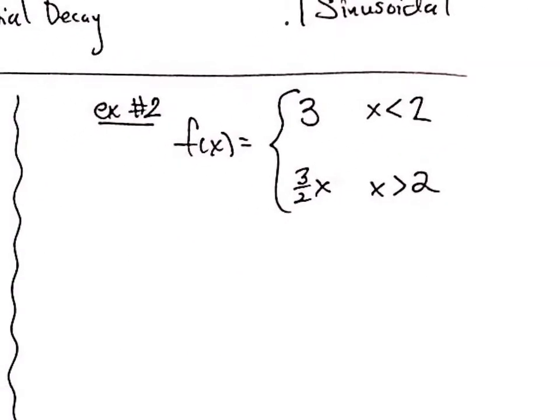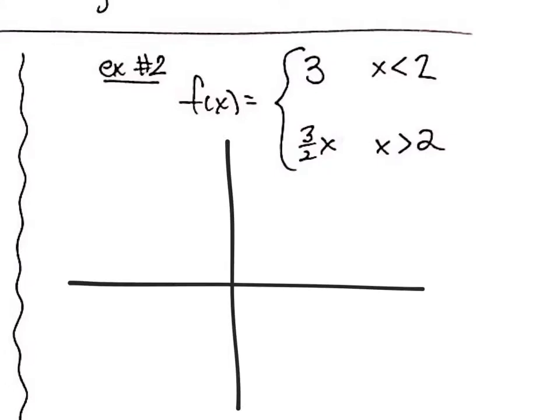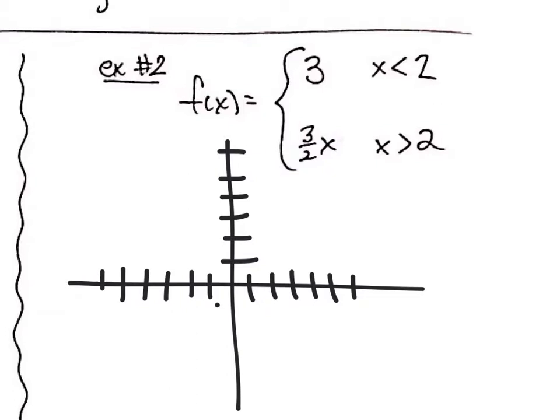All right, so here we have two different functions. They're split up at x equals 2. So I'm going to make a little coordinate system and split that coordinate system up at x equals 2 with a dotted line to keep me in check. So here's x equals 2.